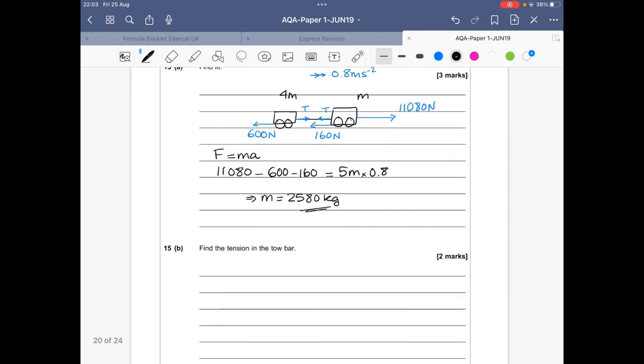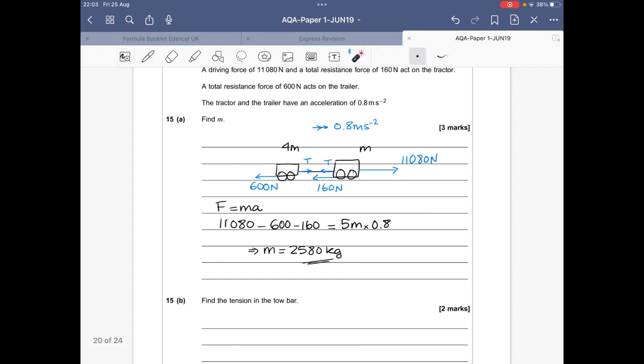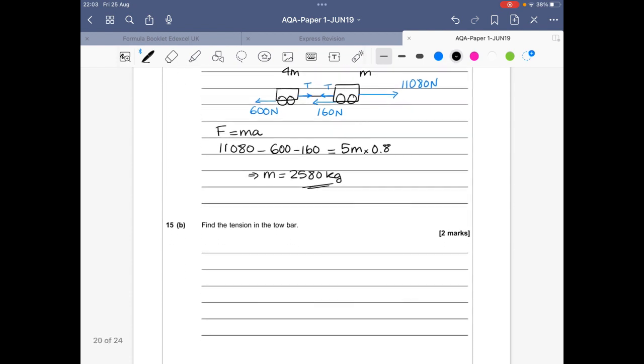The next part, they say find the tension in the tow bar. So that means now we need to work with the trailer or with the tractor. It doesn't matter. We are going to get the same answer. So I'm going to take the trailer because it has fewer forces than the tractor. If we isolate the trailer, I have tension in the direction of the motion. Remember, this is moving with an acceleration in that direction, and 600 newtons in the opposite direction.